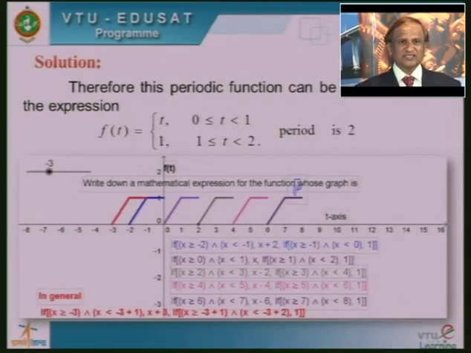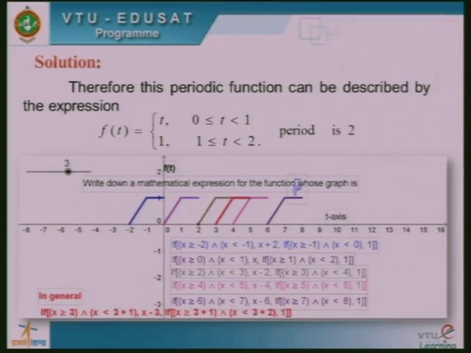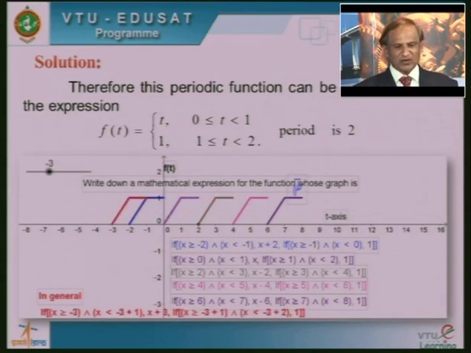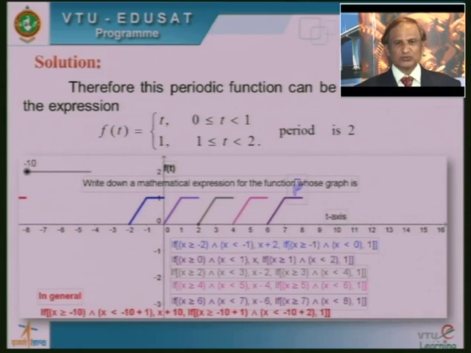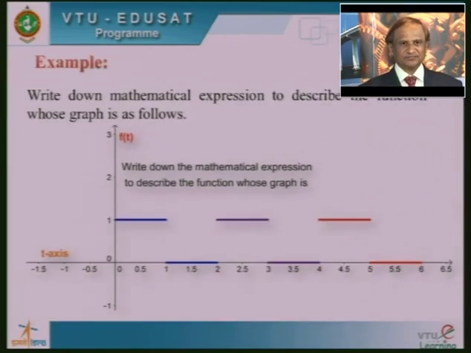You observe, therefore, that this periodic function can be described by the expression f of t is equal to t, where 0 is less than t less than 1, and f of t is equal to 1 for 1 less than or equal to t strictly less than 2, with period 2. I hope you have just observed a moving, similar type of curves, which coincide with the existing curves. If you want, you can write an individual mathematical expression for each curve, or you can write a general expression and then use the slide, so it will move on either side of the t-axis.